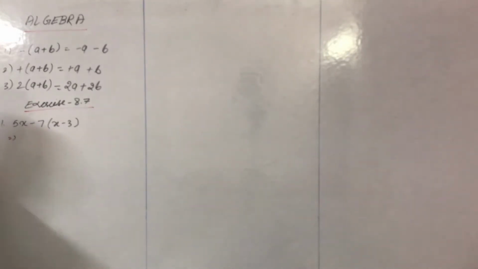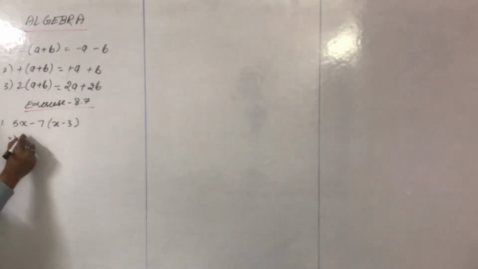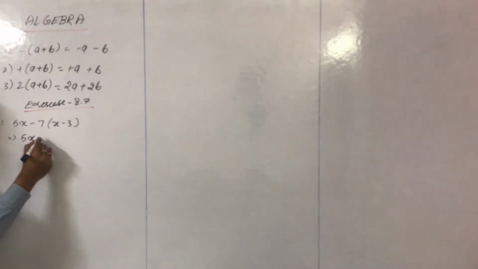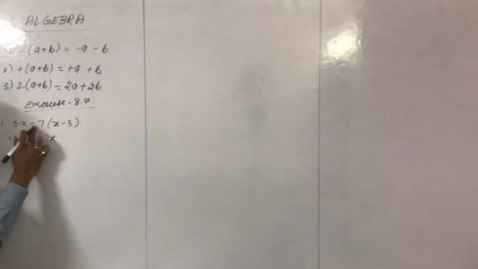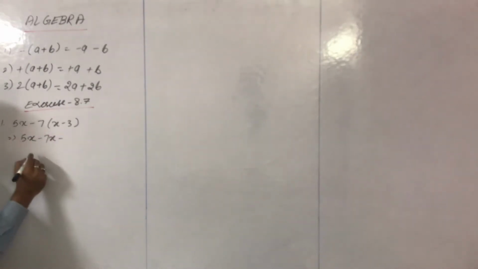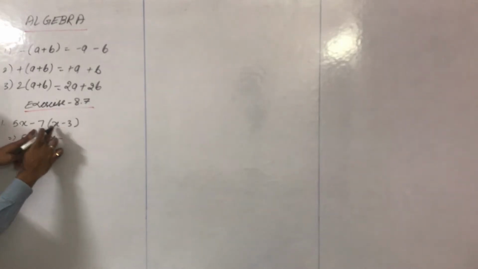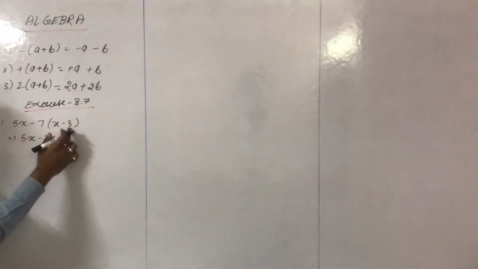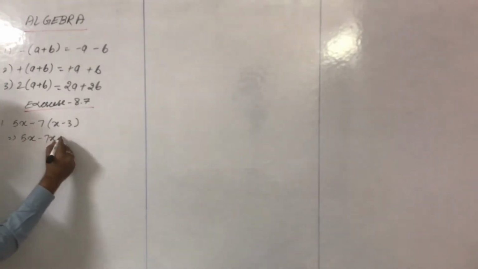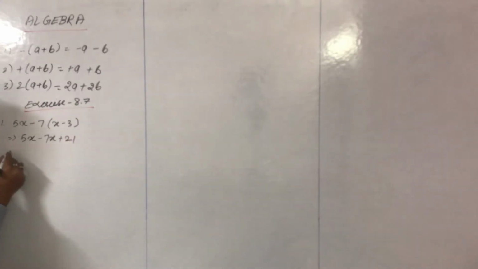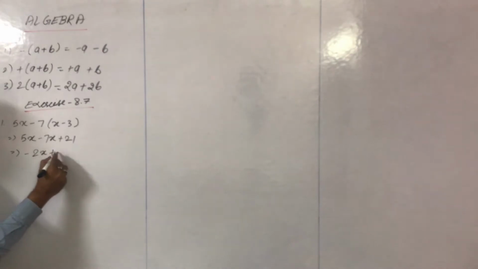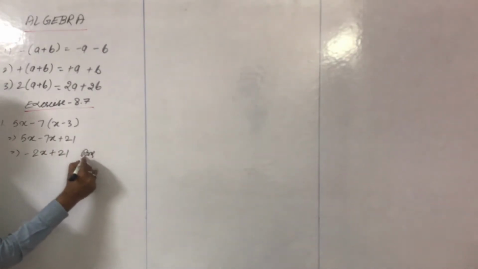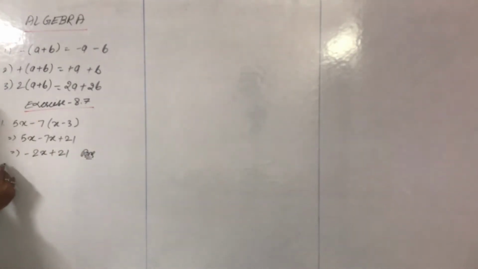So now in the solution, in the answer, 5x as it is, minus 7 into x, minus 7x, and minus 7 into minus 3. So we have to change this sign and we have to multiply also. So 7 into 3, 21, minus minus plus 21. In the next step, 5 and 7, so minus 2x plus 21 is the answer.